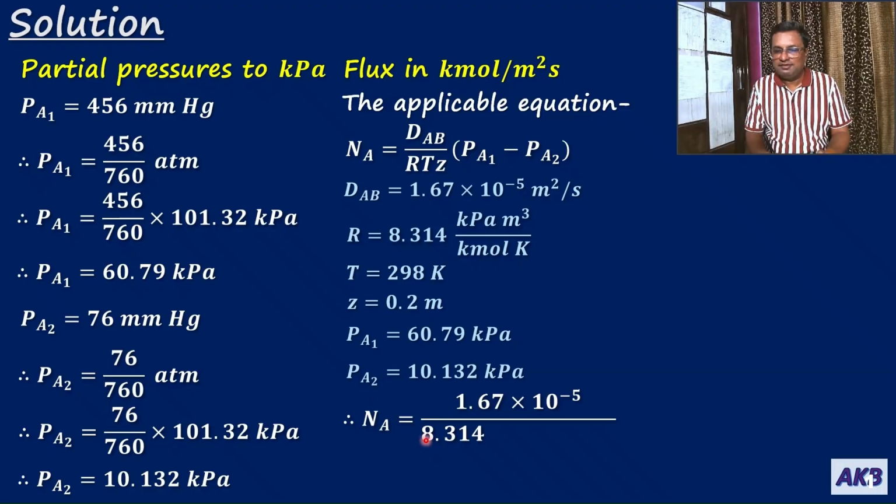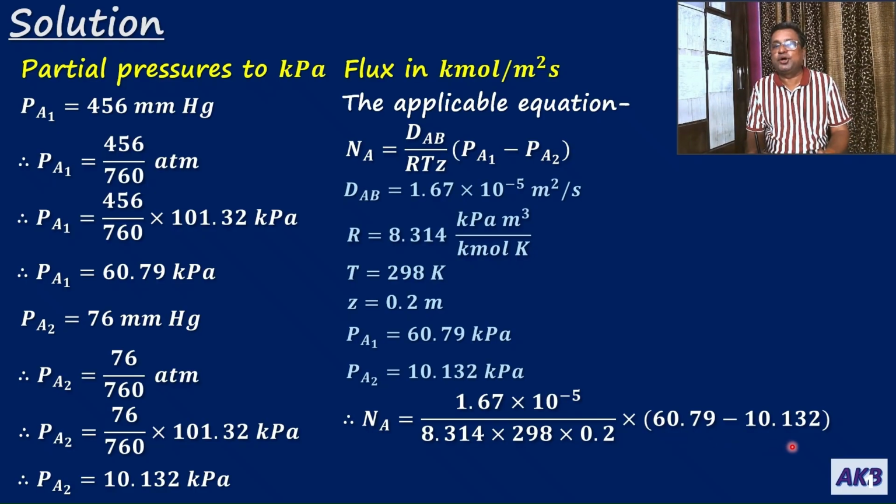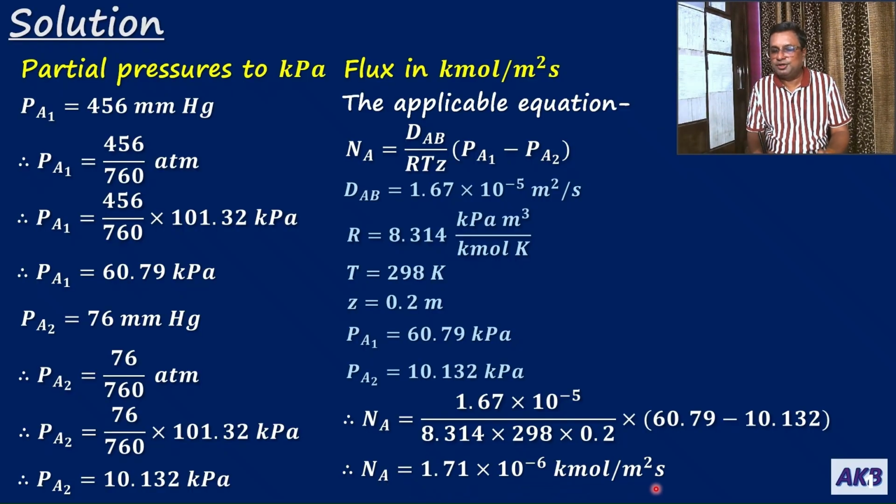Therefore, Na will be equal to 1.67 into 10 to the power minus 5 divided by 8.314 into 298 into 0.2. So I am using these values into 60.79 minus 10.132. And if you solve it, you are going to get Na as 1.71 into 10 to the power minus 6 kilomole per meter square per second. So in this way, we get flux of CO2 in kilomole per meter square per second.